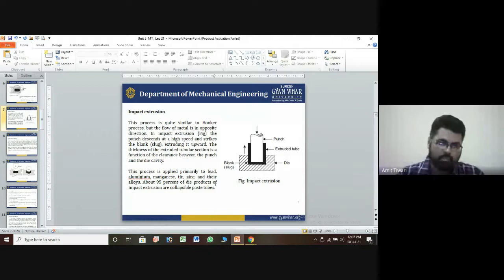You can see in this diagram that the lower part is called the die, that is the housing part. We can say this is the die section, and it is totally blank. This is the solid section.